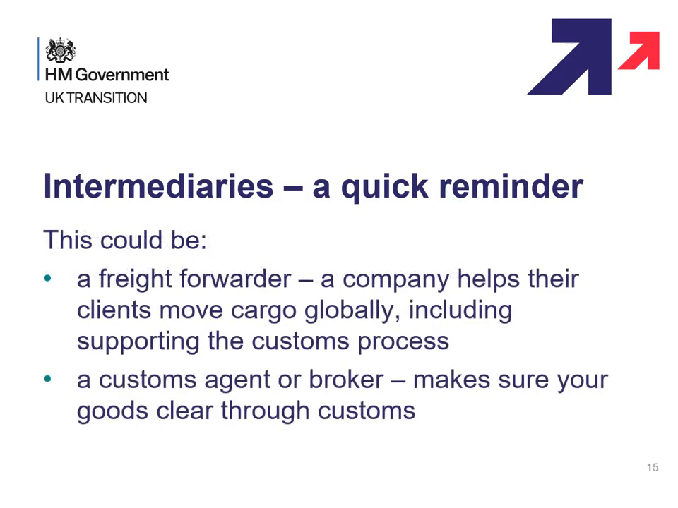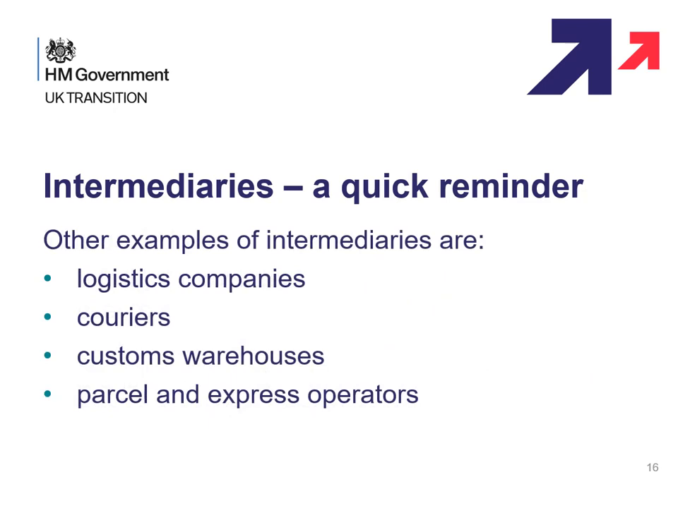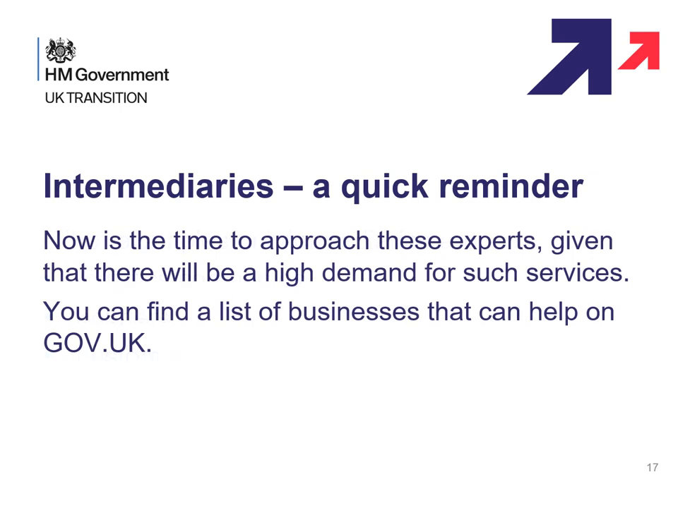This could be a freight forwarder. That's a company that helps their clients move cargo globally, including supporting the customs process. Or it could be a customs agent or broker. These make sure your goods clear through customs. Other examples of intermediaries are logistics companies, couriers, customs warehouses, or parcel and express operators. Now is the time to approach these experts, given that there will be a high demand for such services. You can find a list of businesses that can help on gov.uk.